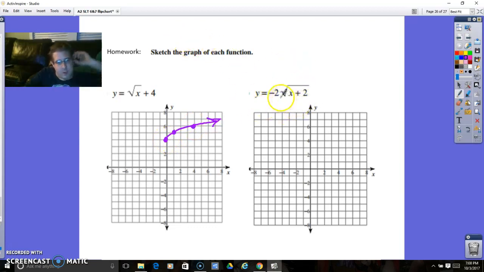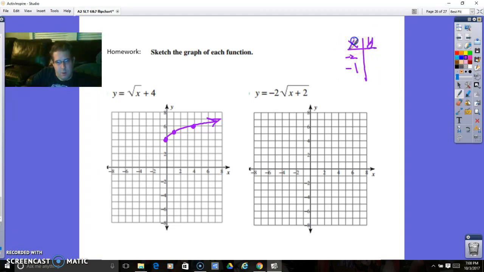This one's also a square root function, but we got the negative on the outside, which means we know it's going to go facing down. If this had been negative, it would have been going to the left. So this time I got to be a little more strategic when choosing my x values. I can't just use 0, 1, 4, 9, 16, those easy ones. I got to think, well, what would x have to be to make it 0? That would be negative 2. What would x have to be to make it 1? That would be negative 1.